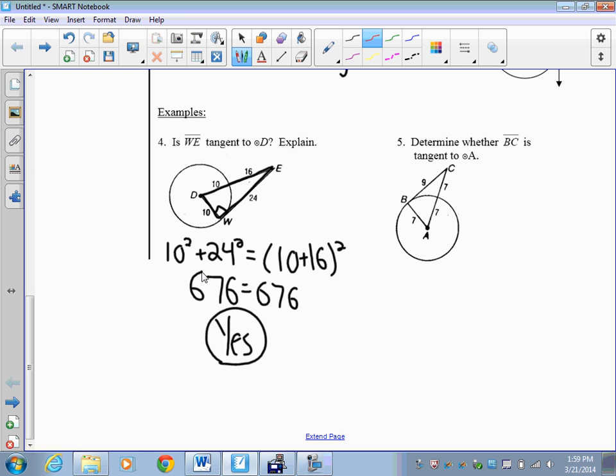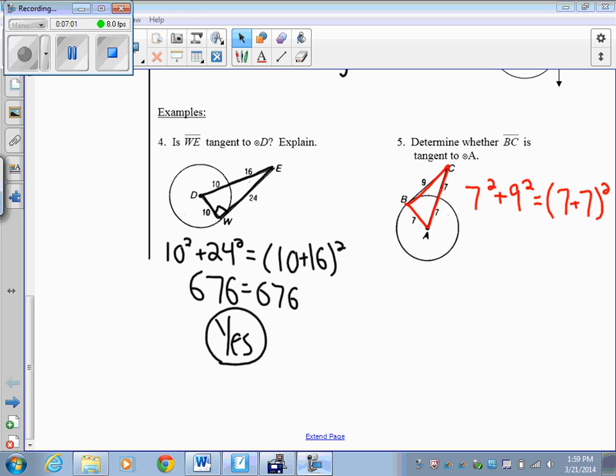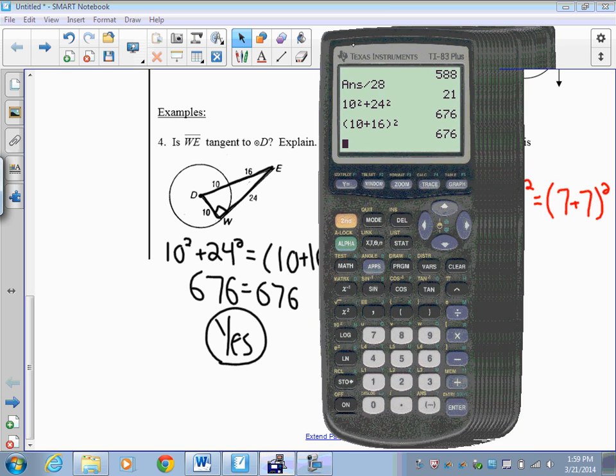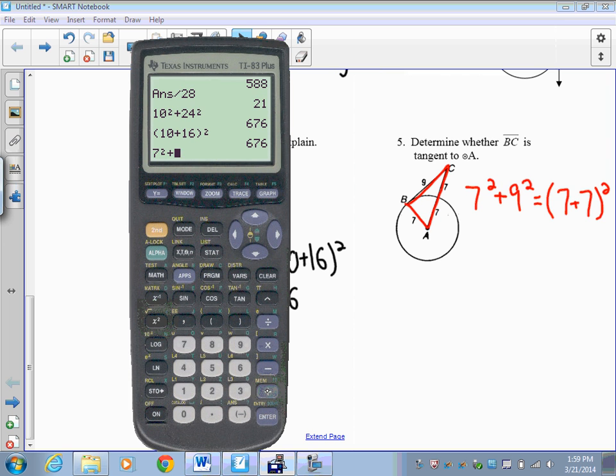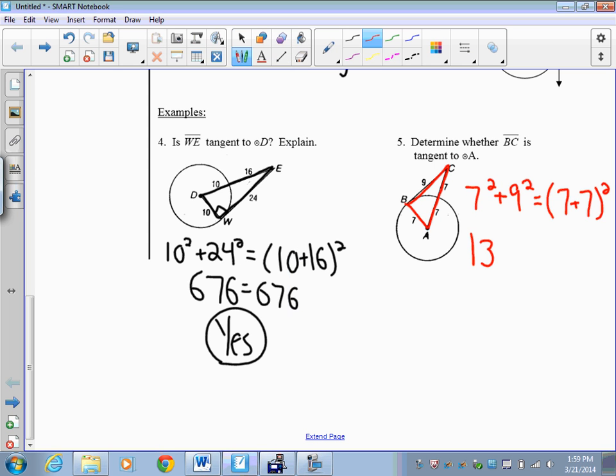If we take a look at number 5, does 7 squared plus 9 squared equal (7 plus 7) squared? So 7 squared plus 9 squared is 130. 7 plus 7 squared is equal to 196. So 130 does not equal 196. The Pythagorean theorem is not true. So no, it's not a right triangle.